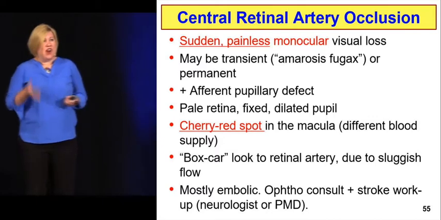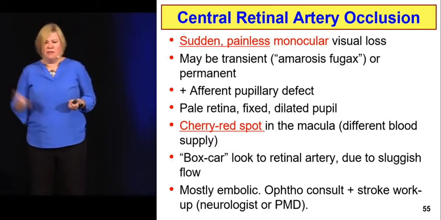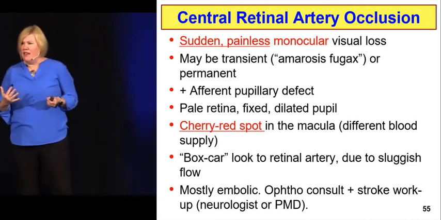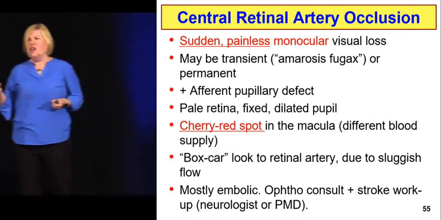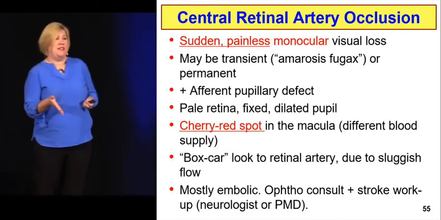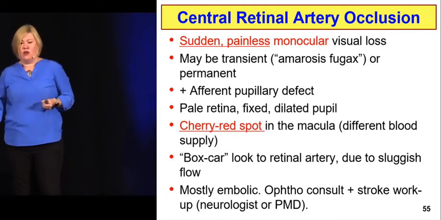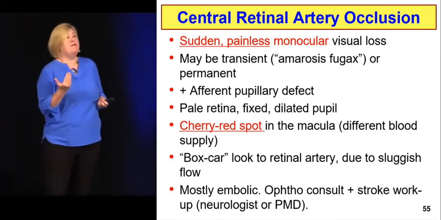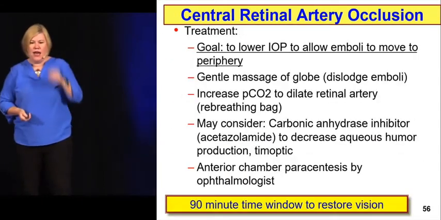You can see this boxcar look to the artery because there's something slugging up the flow, there's a clot, there's something there. These are mostly embolic, so in addition to calling an ophthalmologist because you've lost vision in an eye, you have to also think of the neuro workup that they need. They also need a neuro workup just like they would if they had a TIA or a stroke because this came from somewhere. There's some etiology that you have to be looking for in terms of the CRAO.